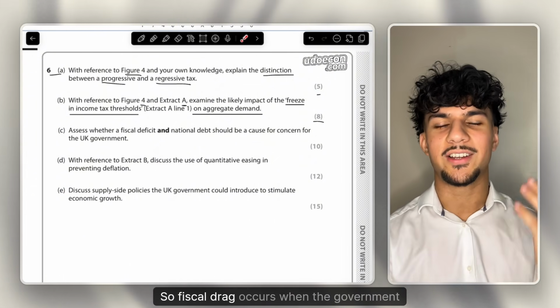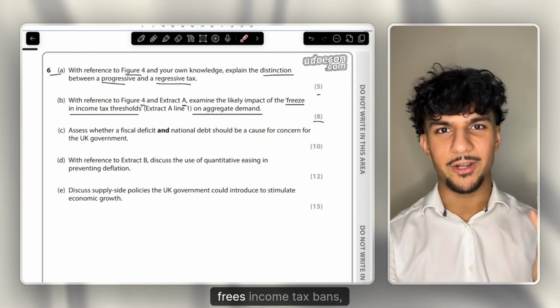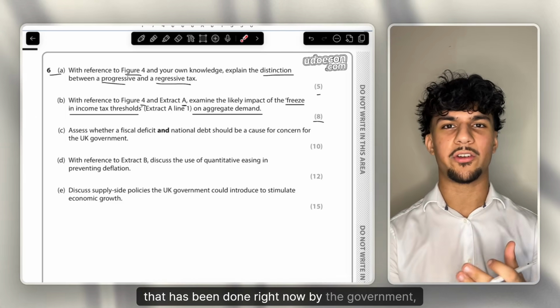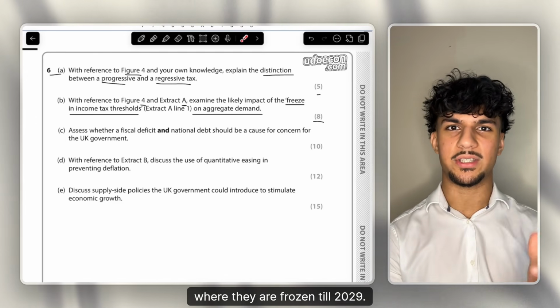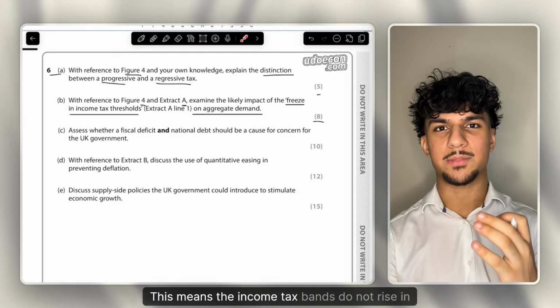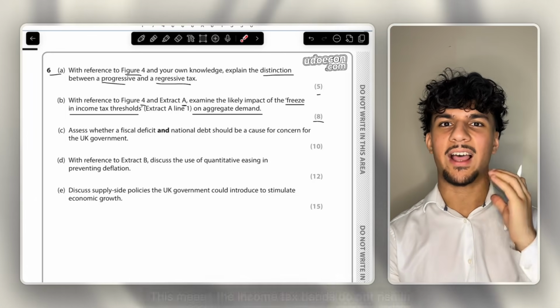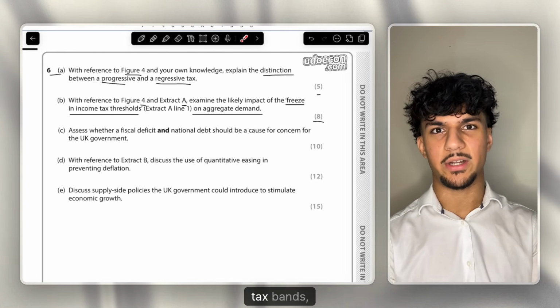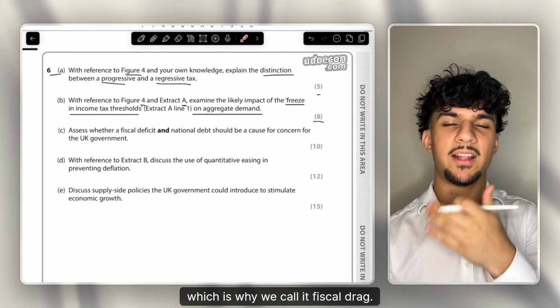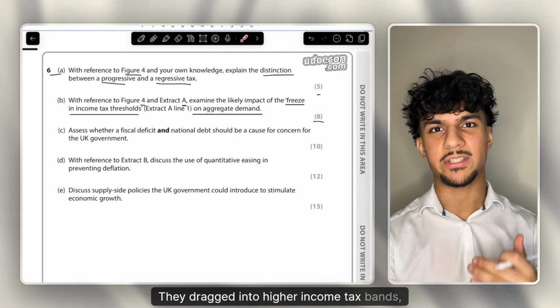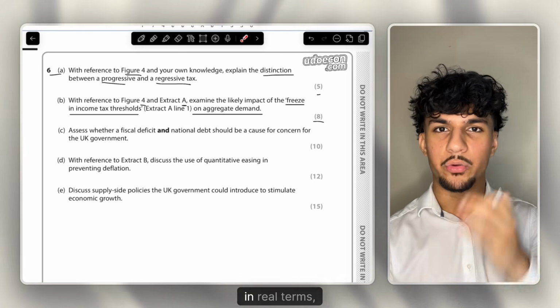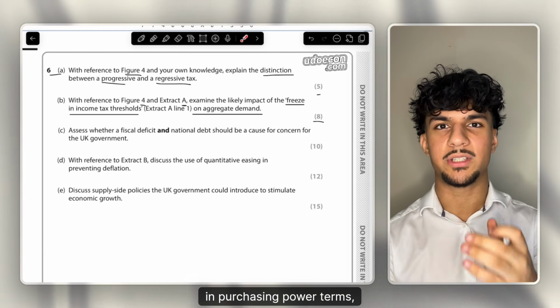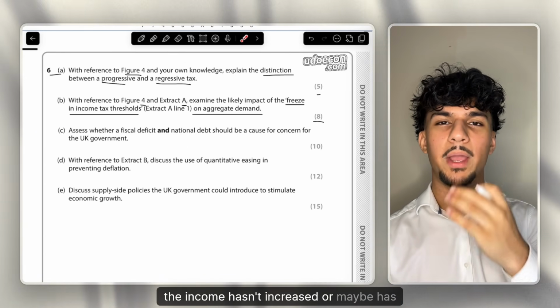So fiscal drag occurs when the government freeze income tax bands. That has been done right now by the government, where they are frozen until 2029. This means the income tax bands do not rise in line with inflation. So more individuals are dragged into higher income tax bands, which is why we call it fiscal drag. They're dragged into higher income tax bands, even though realistically, in real terms, in purchasing power terms, the income hasn't increased or maybe has decreased.